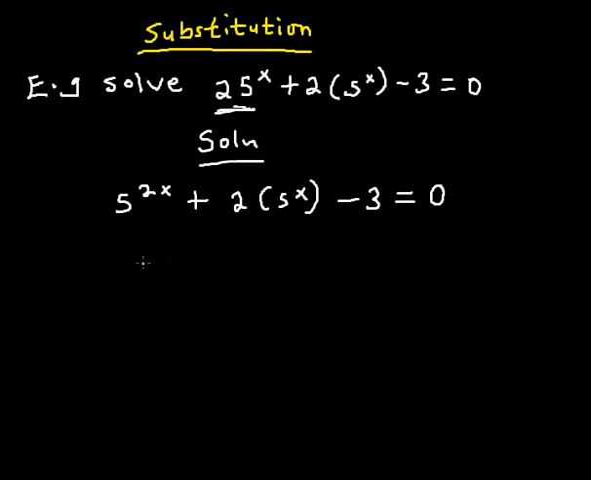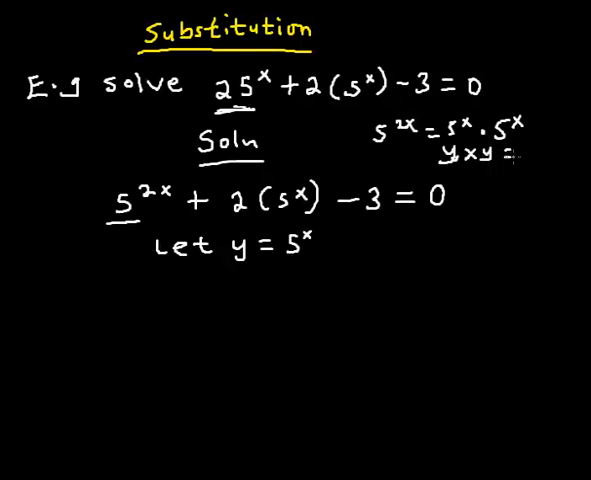What is the substitution you apply? You introduce a variable by saying let y represent 5 raised to power x, since 5 raised to power x is the index that carries the variable I'm looking for. If y is equal to 5 raised to power x, that means 5 raised to power 2x will be y squared. Why? Because 5 raised to power 2x is 5 raised to power x times 5 raised to power x. That is y times y, which is y squared.